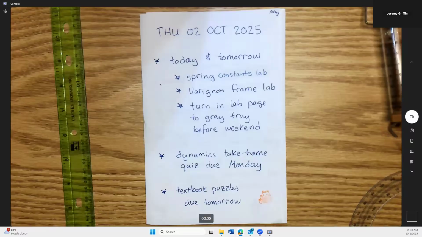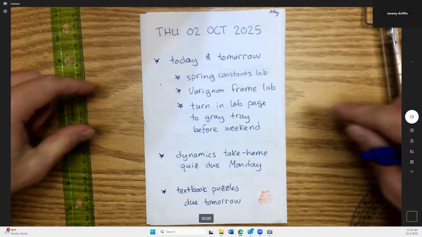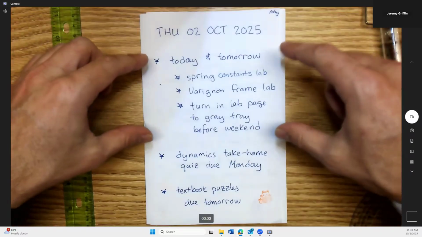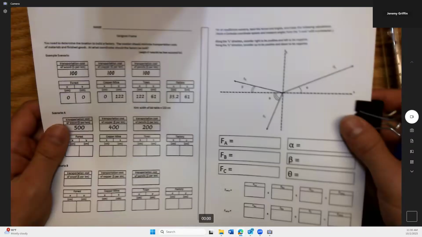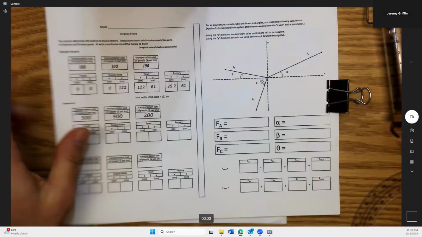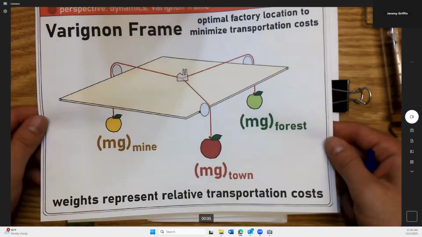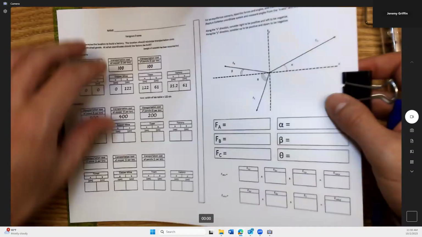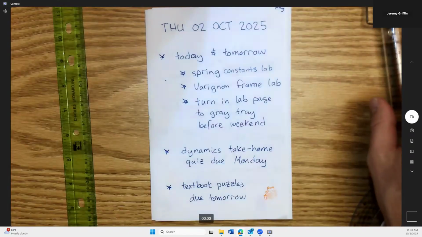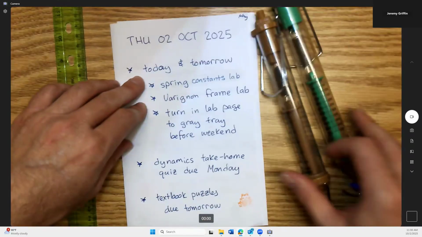Recording's rolling. It is Thursday, October the 2nd. So today and tomorrow is going to be kind of an open lab type of day. I just gave you guys this page here, which on one side is going to be a lab for a Varignon panel. I'll show you guys what that's about, show you a video of what that looks like. And also, you have the spring constants lab.